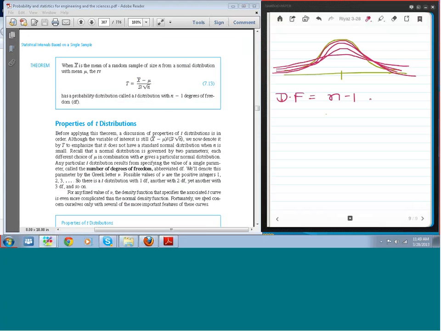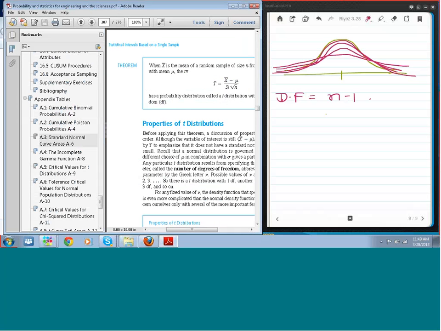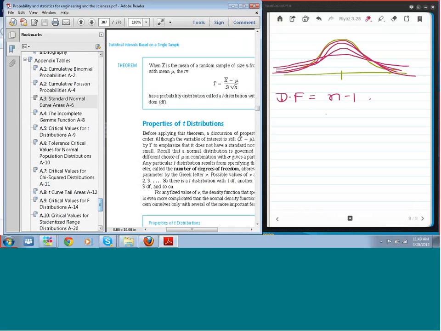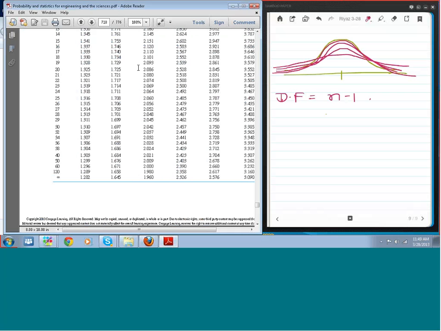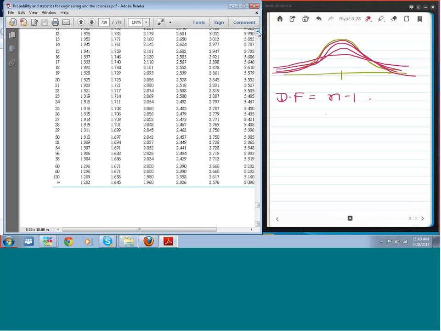So let's say your sample is 10. Your degrees of freedom will be 9, and you're going to look up a table that has a degrees of freedom of 9. Let me show you the table. Here you go.